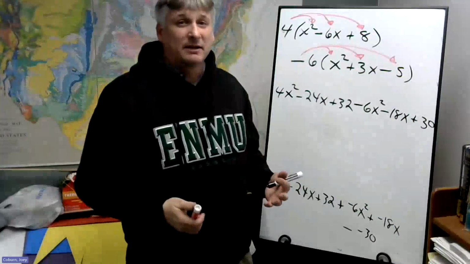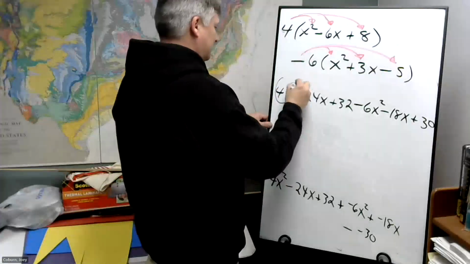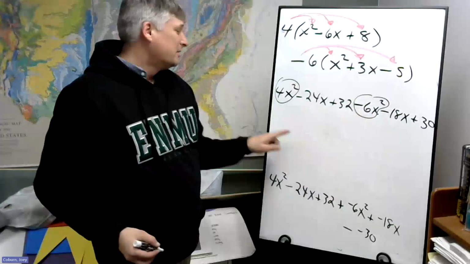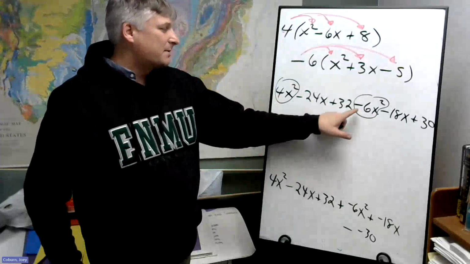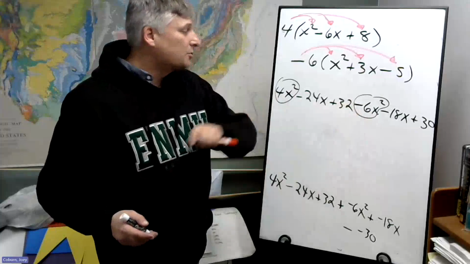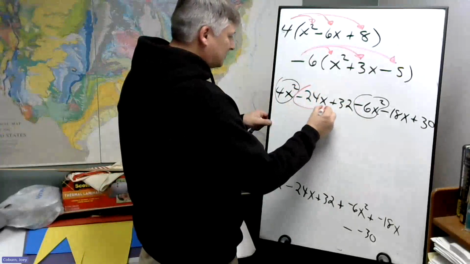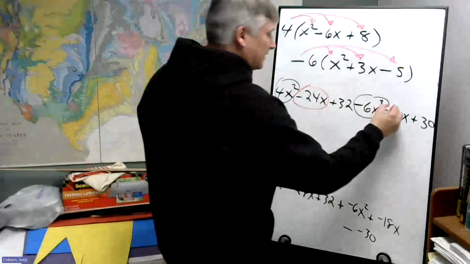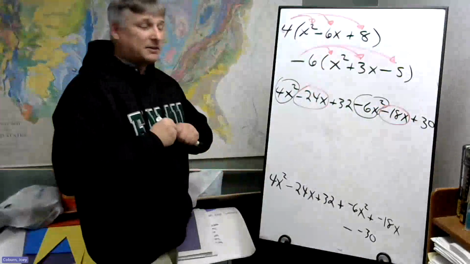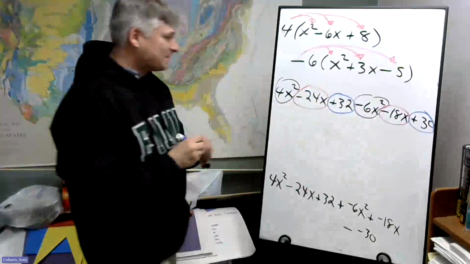And so now we're going to combine like terms. First, the x squared terms. There's an x squared, and there's an x squared, and notice I'm attaching the sign to it. So if it's positive, it stays positive, but if there's a subtraction or a minus before it, that minus goes with that term. Now for the x terms, and again, we'll attach the minus to this one too, minus 24x and minus 18x. Lastly, the constant terms, there's a 32, 30.